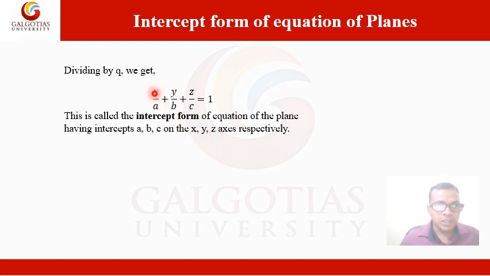So it has some intercepts. That means your plane intersects the x-axis at point A, the y-axis at point B, and the z-axis at point C. What will be the coordinates at point A? They will be (a, 0, 0). What will be the coordinates on the y-axis? They will be (0, b, 0). And similarly, the intercept on your z-axis is going to be (0, 0, c).